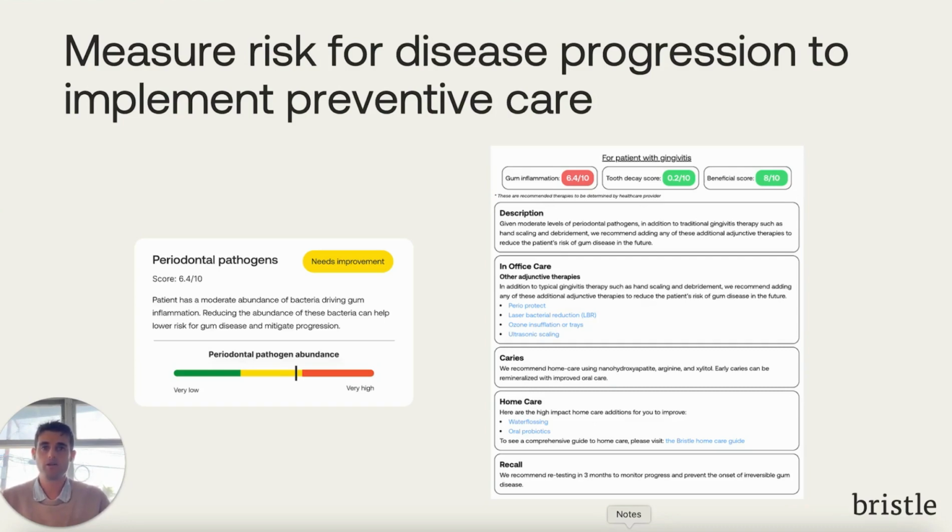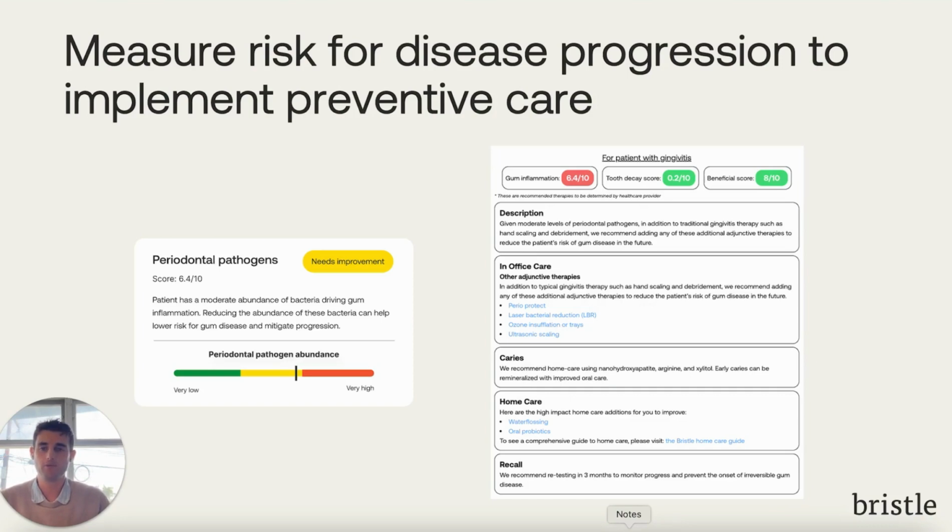Screening patients with moderate symptoms can provide insight into the likelihood your patient has of progressing to worse stages of disease. A high abundance of pathogenic bacteria, or in our case, a high gum inflammation score, indicates they are at high risk of progression, while a low score indicates they are relatively stable.